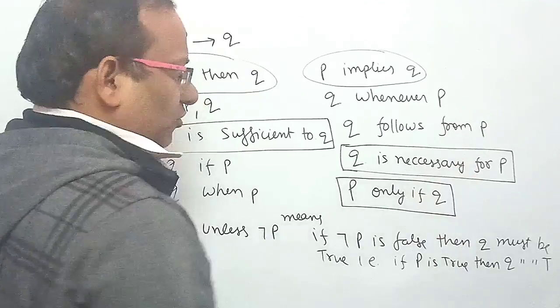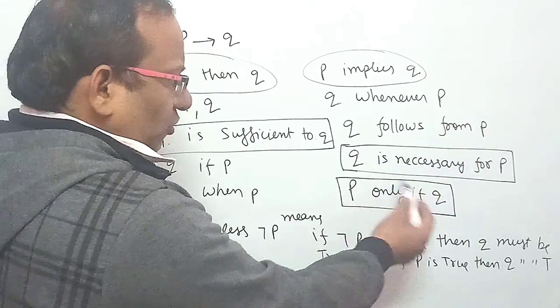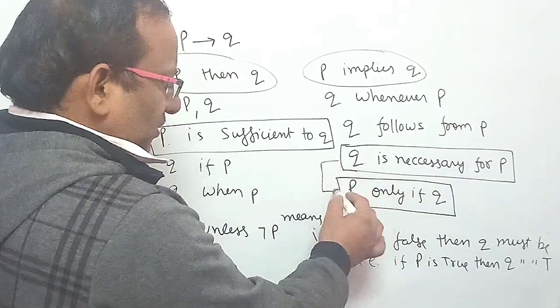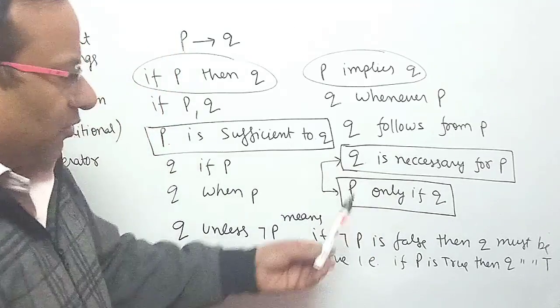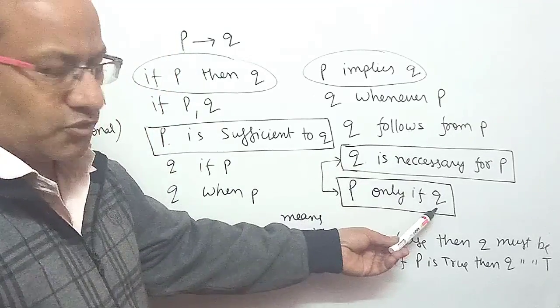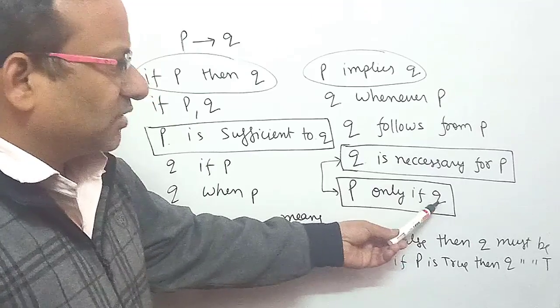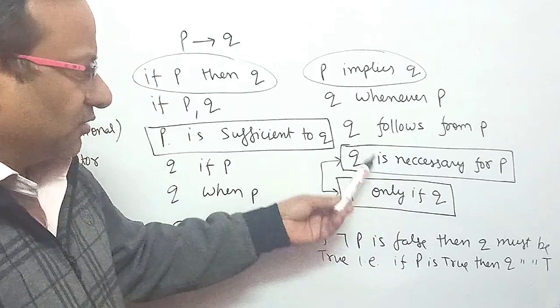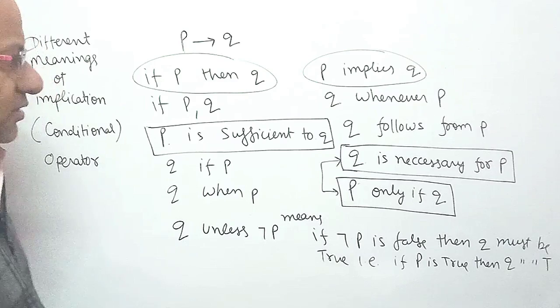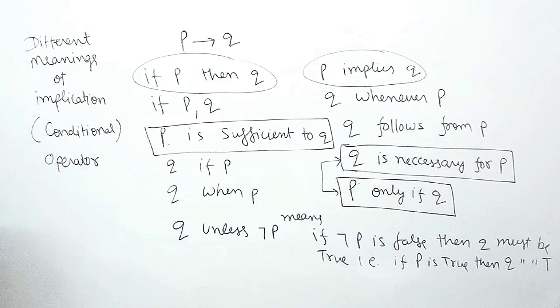Q is necessary for P, or P only if Q. These two meanings are identical. P is true only if Q is true. So it means Q is necessary for P. So let's understand this by taking some examples.